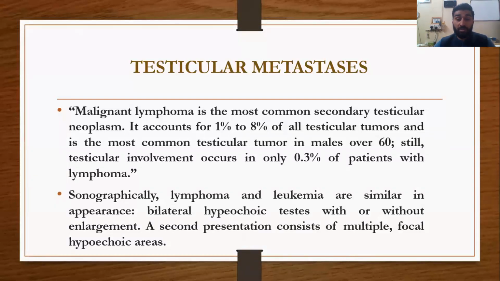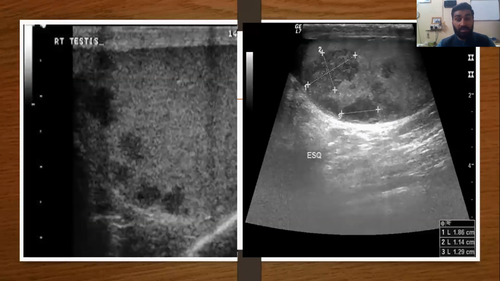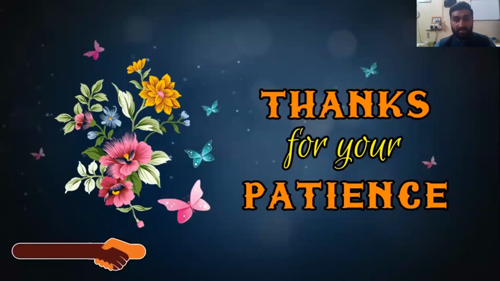It accounts for 1% to 8% of all testicular tumors, and is the most common testicular tumor in males over 60 years of age. Still, testicular involvement occurs in only 0.3% of patients with lymphoma. Sonographically, lymphoma and leukemia are similar in appearance: bilateral hypoechoic testis with or without enlargement. A second presentation consists of multiple focal hypoechoic areas. You can see the testicular metastasis, multiple focal hypoechoic areas in the testicular parenchyma, representing testicular metastasis.